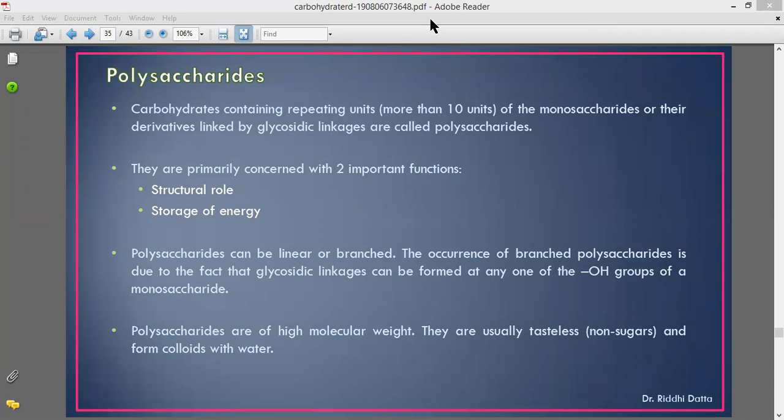Okay, in your unit number 1, that is carbohydrate. Now we continue to the last point of this unit. Okay, that is about the polysaccharide. In the last lecture we have discussed all about the disaccharide. Okay, now what is polysaccharide? That is the carbohydrate that contains the repeating units of the monosaccharide.